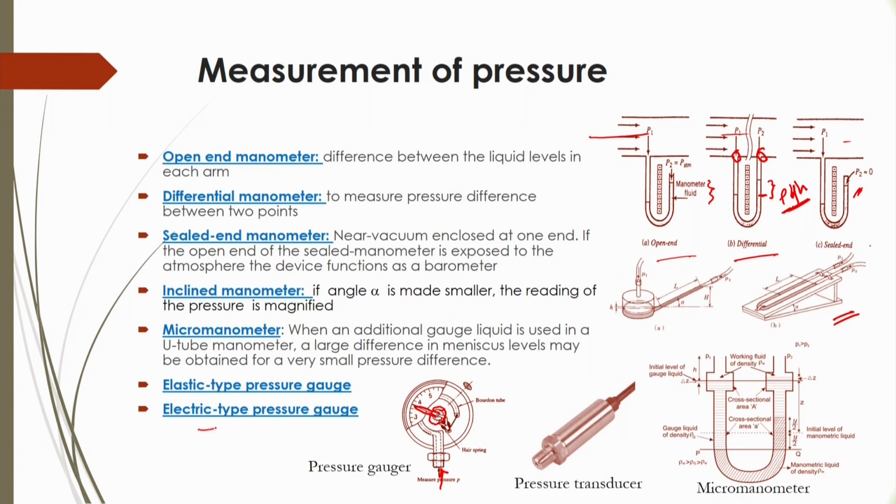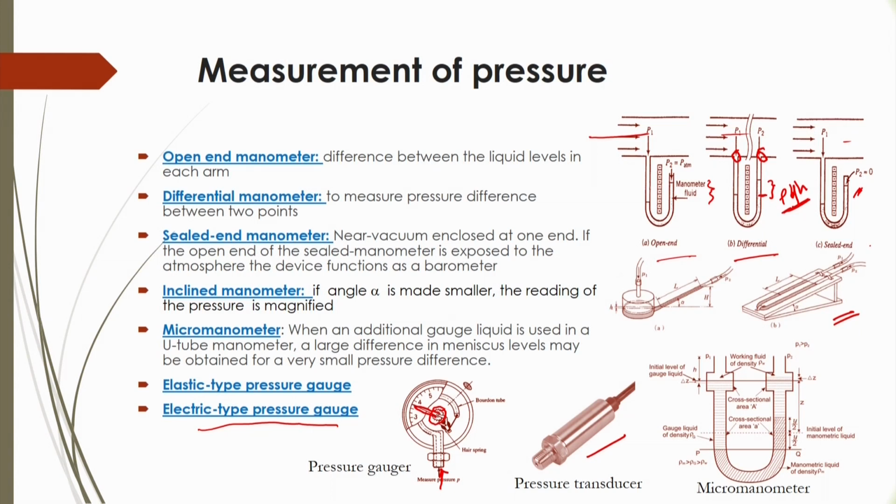And another is the electric type pressure gauge, sometimes called a pressure transducer. So, this is electrical, by some voltage change whenever pressure is exerted in the column. So, from this voltage change, you will be able to find out what is the pressure inside the column.